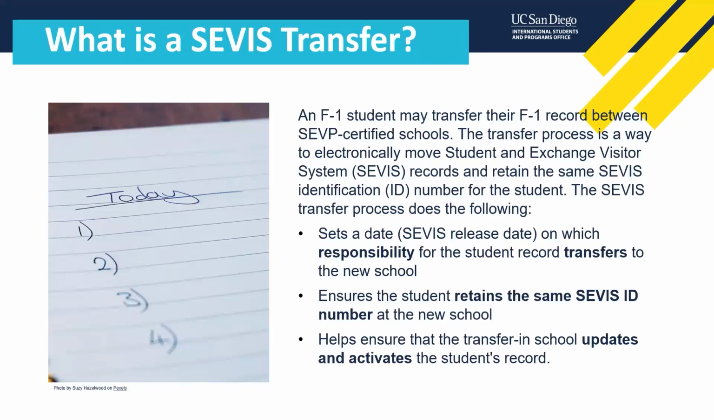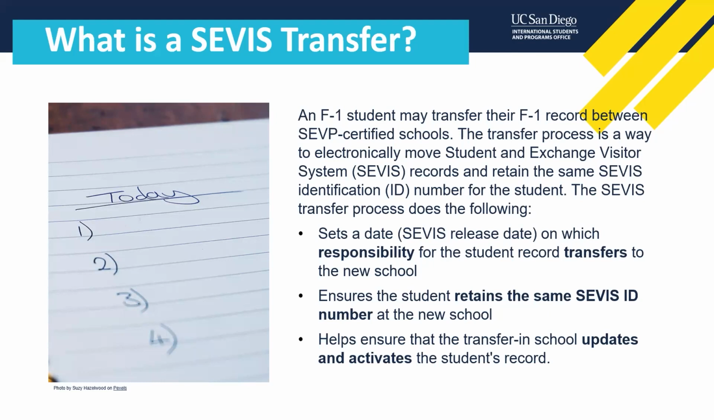So what is a SEVIS transfer? An F1 student may be eligible to transfer between Student and Exchange Visitor Program certified schools. And this just refers to institutions who host F1 international students. The transfer process is a way to electronically move an F1 student record, also called a SEVIS record, from one school to another while retaining the same SEVIS ID listed at the top of the Form I-20.